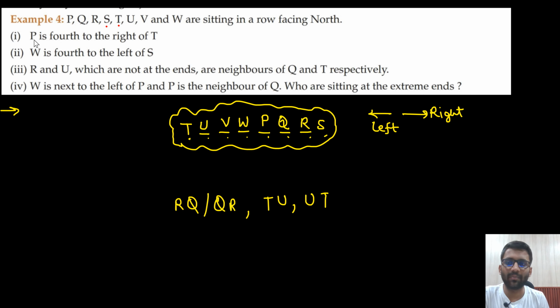Now we will recheck as well. P is the fourth to the right of T. Fourth to the right of T is P. W is fourth to the left of S. Fourth to the left of S. Yes, W. R and U, which are not the extreme ends, are the neighbors of Q and T respectively. W is next to the left of P. And P is the neighbor of Q. Who are sitting at extreme ends? What is the answer? T and S.